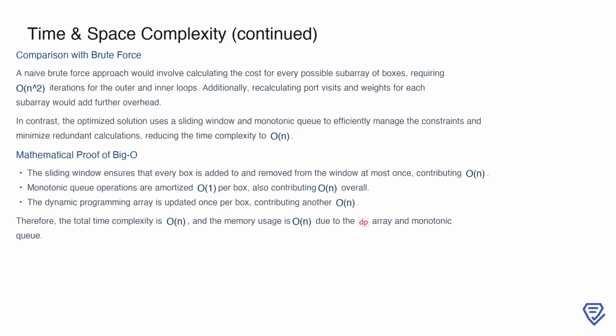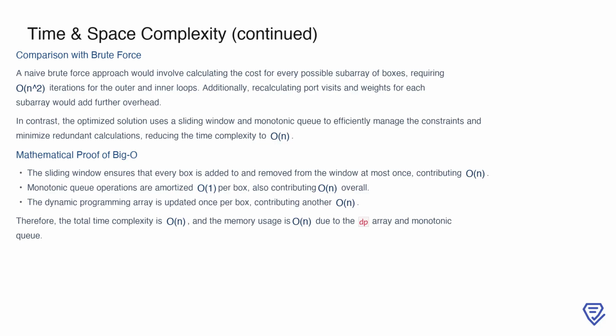To appreciate the efficiency of this solution, let's compare it with a brute force approach. A naive method would involve checking the cost for every possible subarray of boxes. This would require O(n²) iterations for the outer and inner loops. Additionally, recalculating port visits and weights for each subarray would add even more computational overhead.